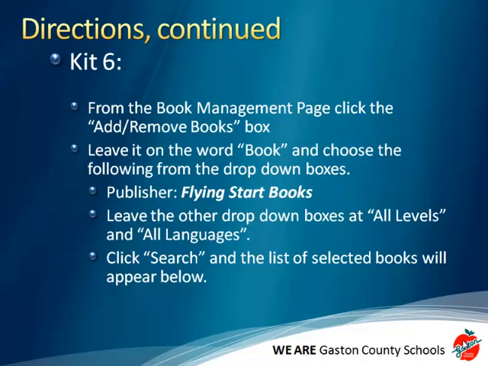Kit 6 is done very similar to Kit 5, where you're going from the book management page, click the box Add and Remove Books. Then you're just going to leave it on the word book, and from the drop-down boxes, choose the following. Under Publisher, choose Flying Start Books, and then leave the other two drop-down boxes as all levels and all languages, and click Search.